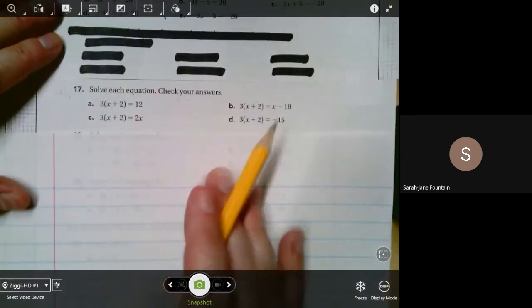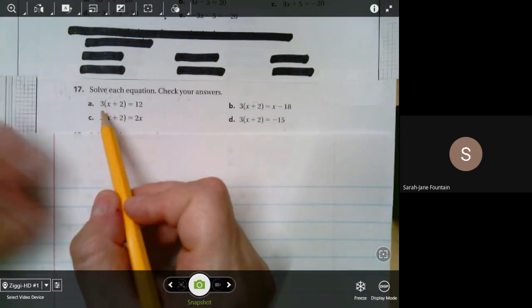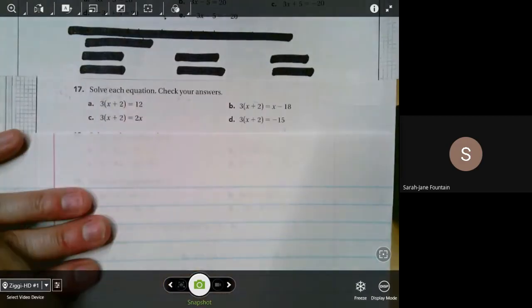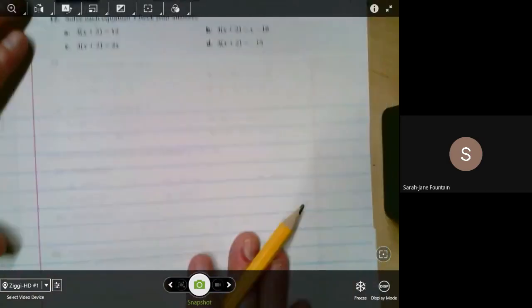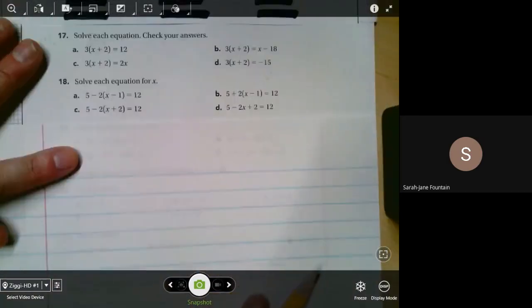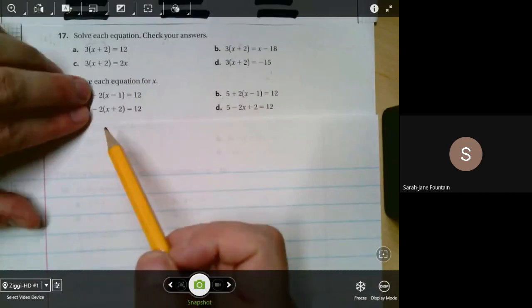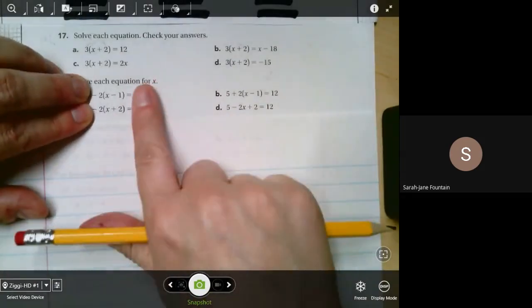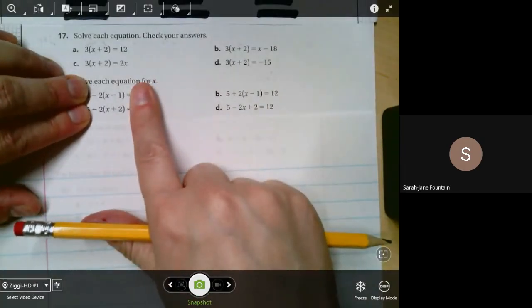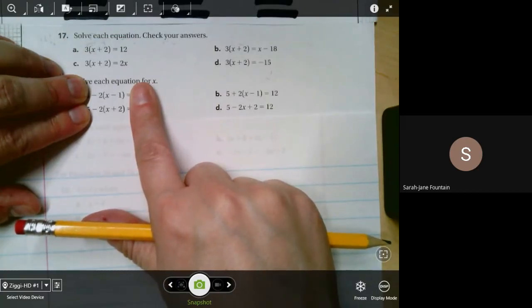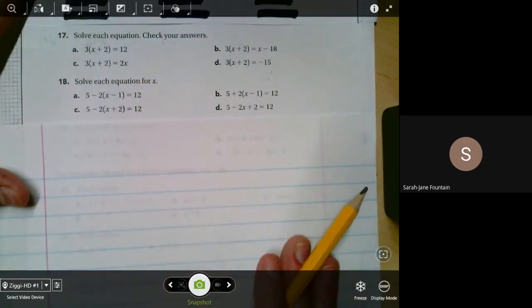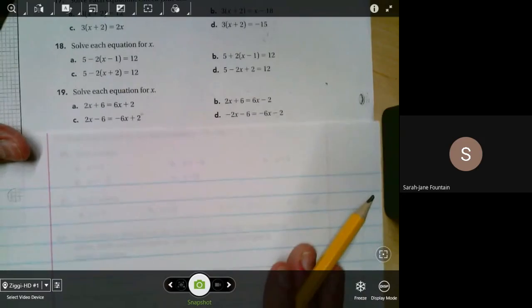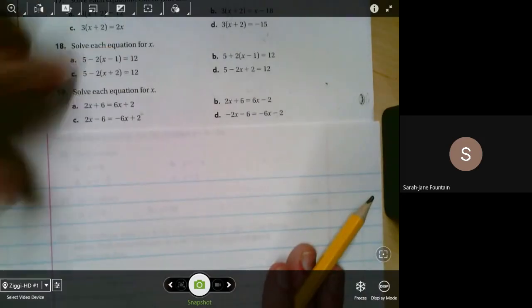In 17, we solved for x once we'd used the distributive property and distributed the 3 amongst the x and the 2 in each equation. Then we ignored the 5 and we ignored the 12. And then we did negative 2 times x and negative 2 times 1. So now, using the distributive property, we're basically given, without the parentheses, the answer.